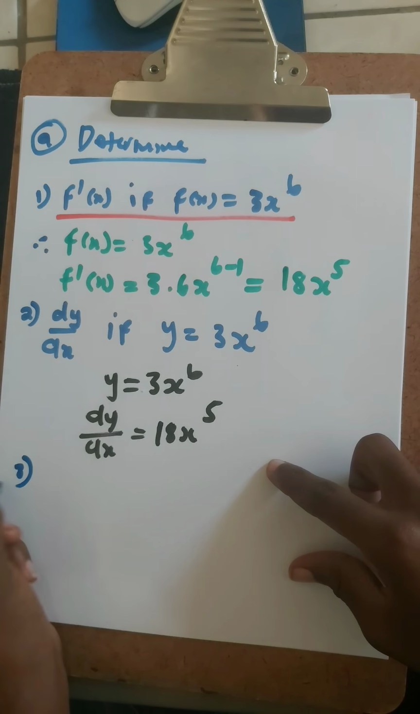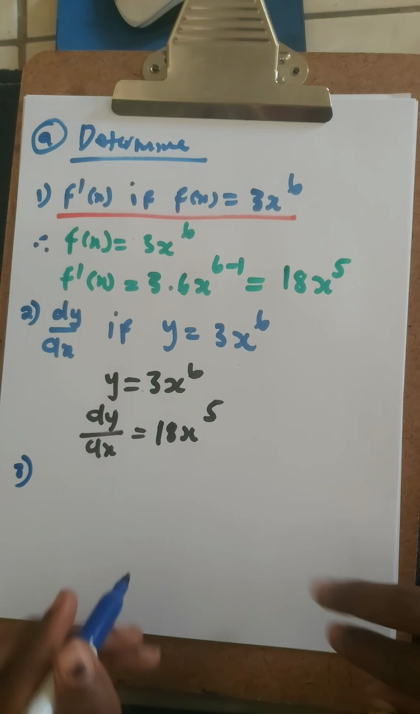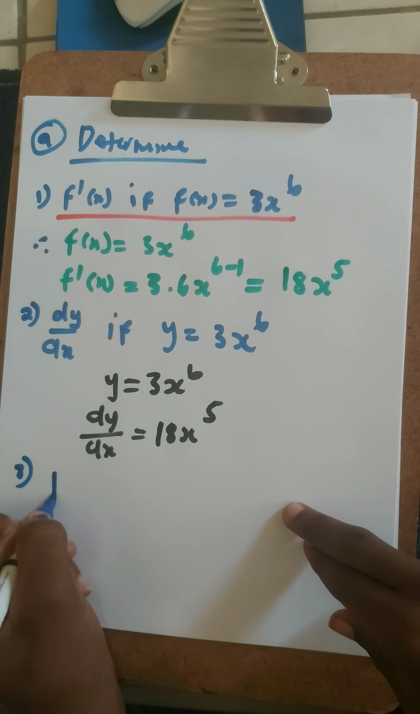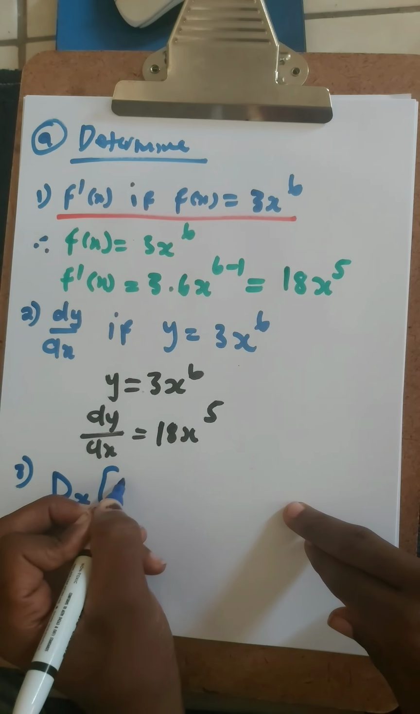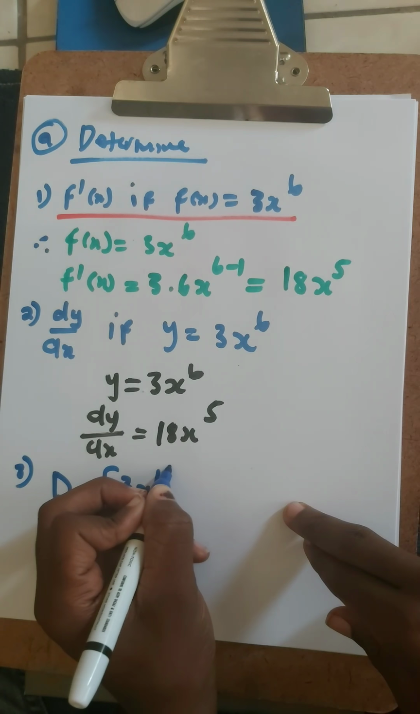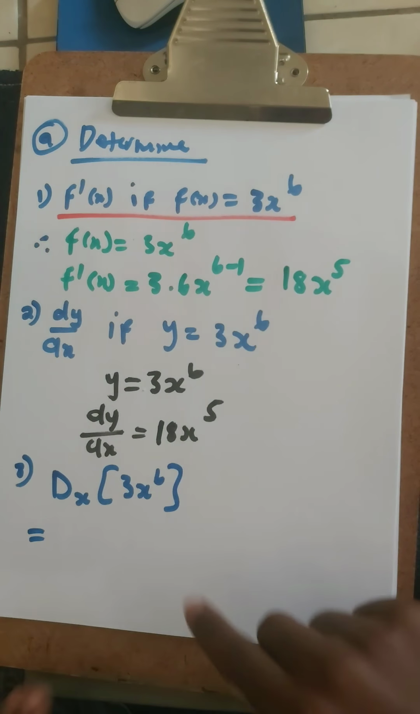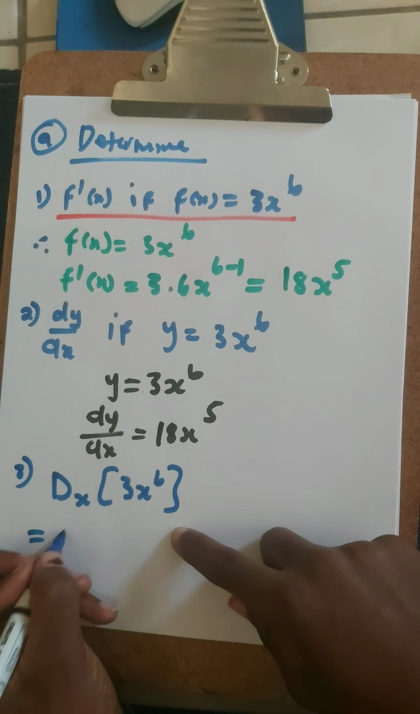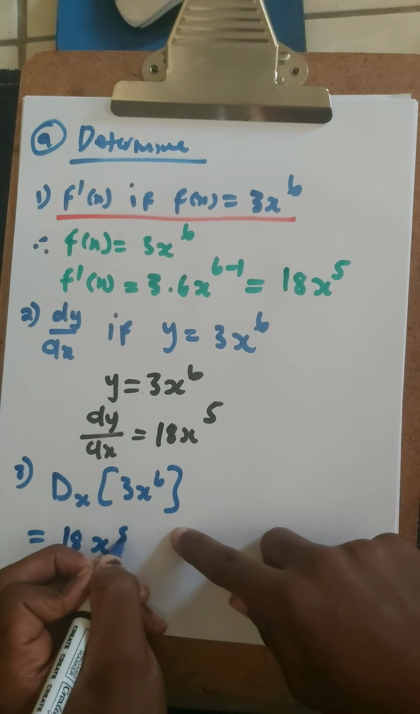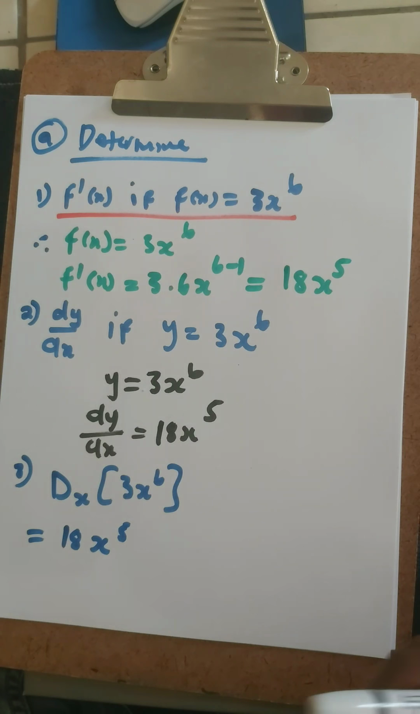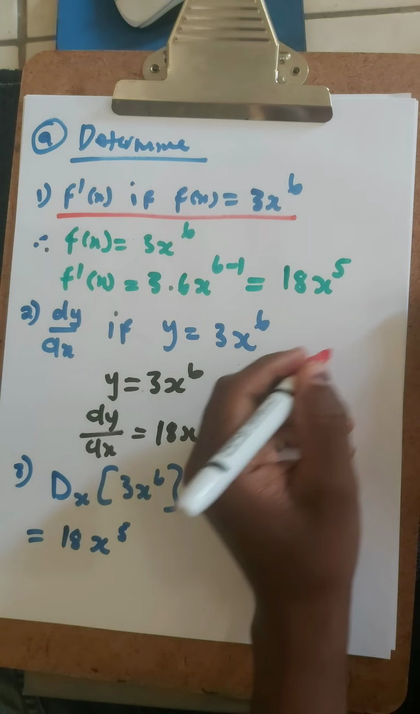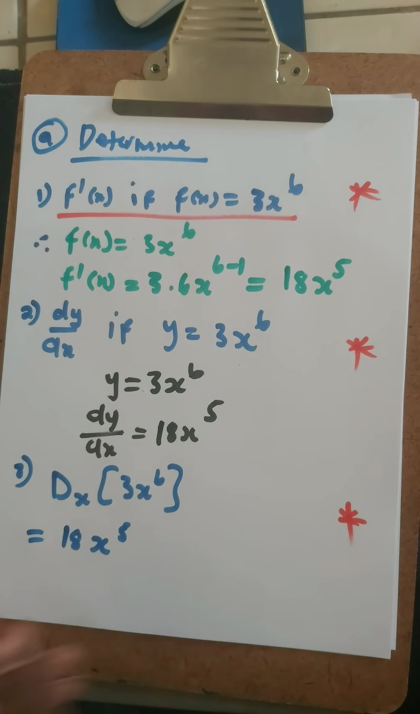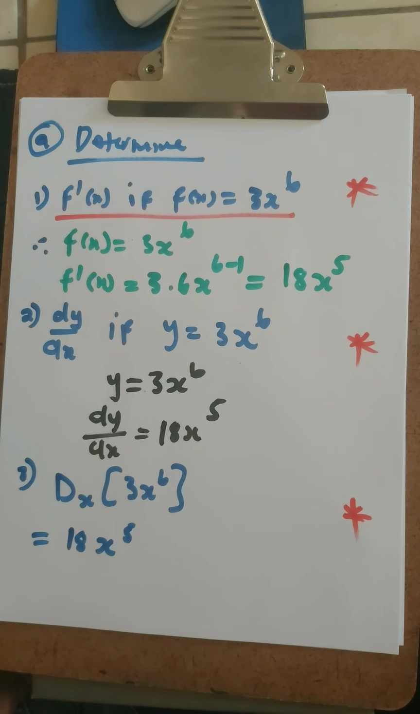Then number 3, in the form of, for example, differentiate with respect to x, you have 3x to the 6. When you start differentiating, that's when you remove the dx, and it equals 18x to the 5. So it's the same thing, just expressed in different forms.